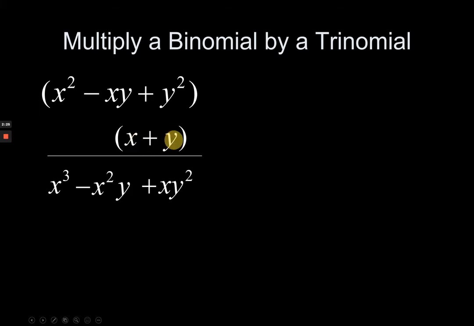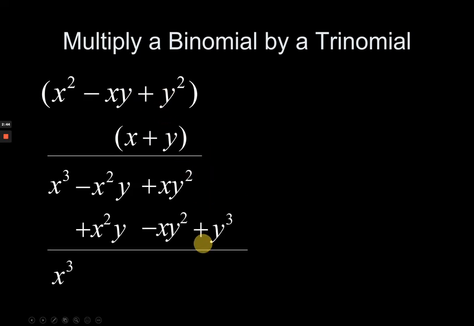Now you're going to multiply y to the trinomial. Since we started with the left, we will have y times x squared. You just put them together, it's a positive x squared y. y times negative xy is negative xy squared. y times y squared is y cubed. Bring down x cubed, combine like terms, but actually it cancels out. It becomes a 0. Another like terms, it cancels out. And so you have y cubed.